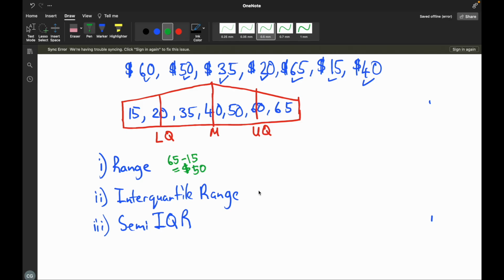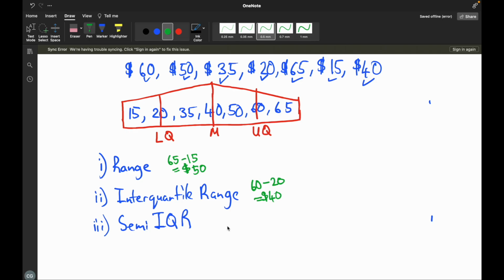All right, what about the interquartile range? How do we get that? Excellent. So 60 minus 20, which is $40. So that represents $40, which would be the upper quartile minus the lower quartile.